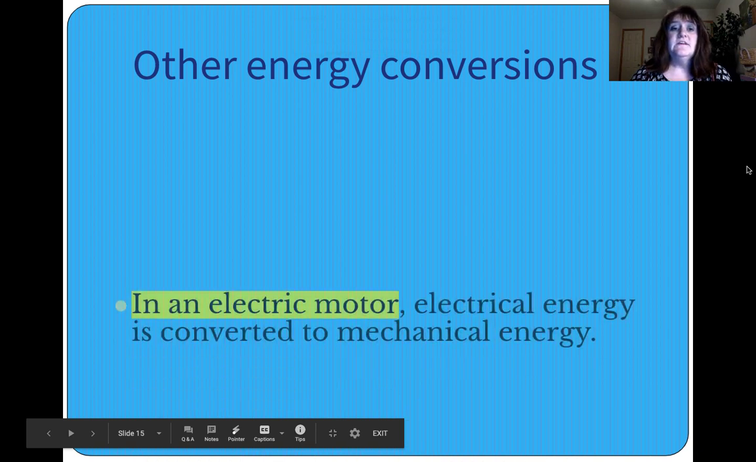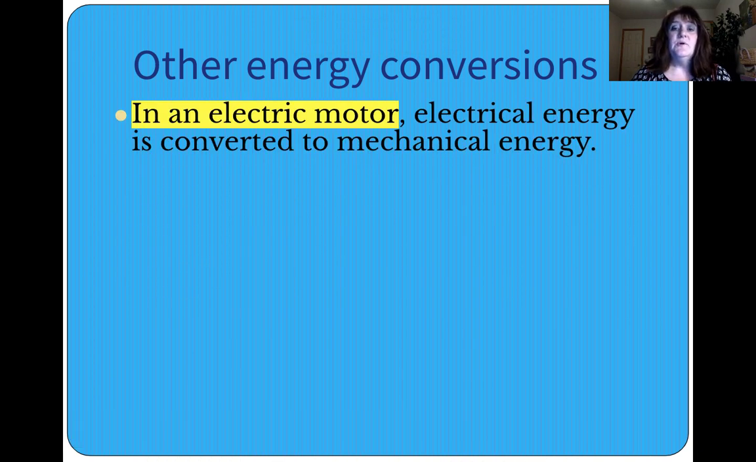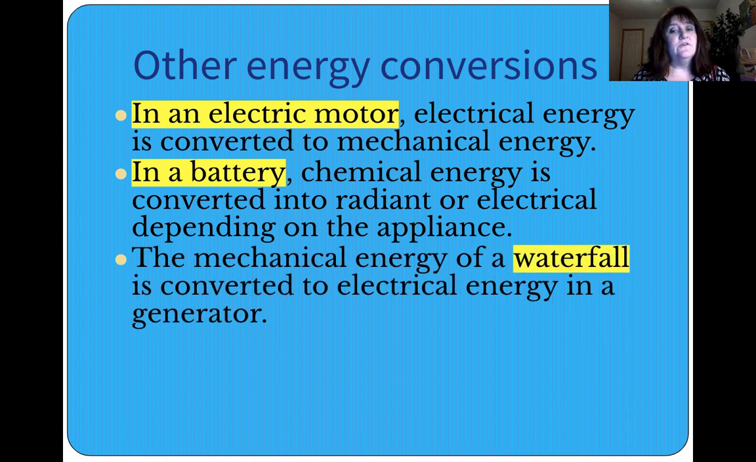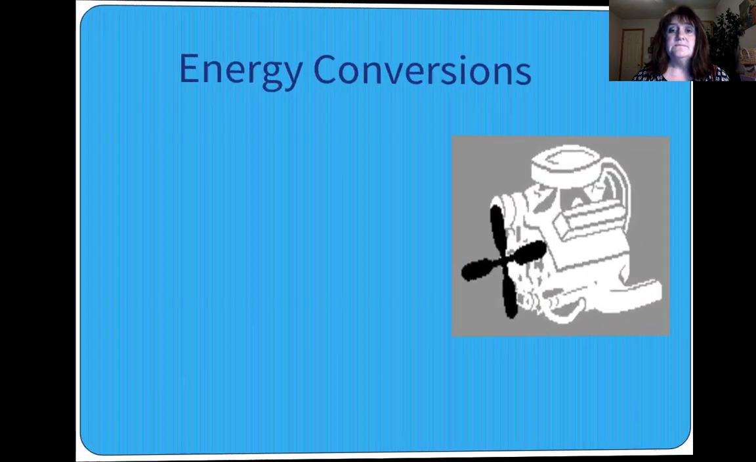So, other energy conversions. In an electric motor, electrical energy can be converted into mechanical energy. It makes the motor go. In a battery, chemical energy can be converted into radiant or electrical energy depending on the appliance. And the mechanical energy of a waterfall can be converted into electrical energy in a generator.